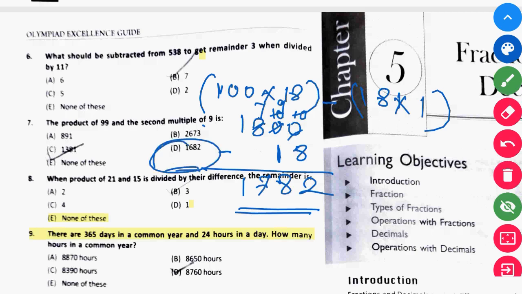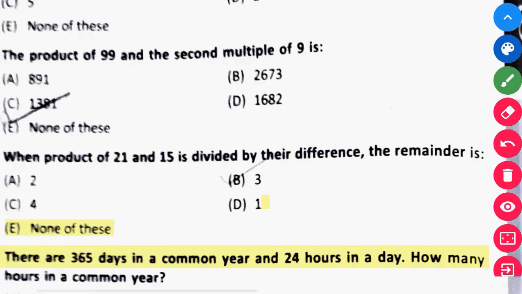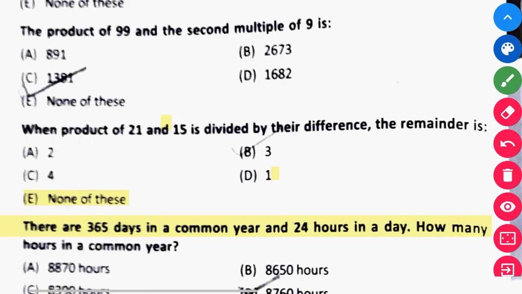I think something is wrong. Okay. None of these is the answer because there should be 1782, not 1682. So here none of these is the answer. I am thinking that something should be the answer. That's why I said something is wrong. But the method is the same. You have to use the method of distribution.